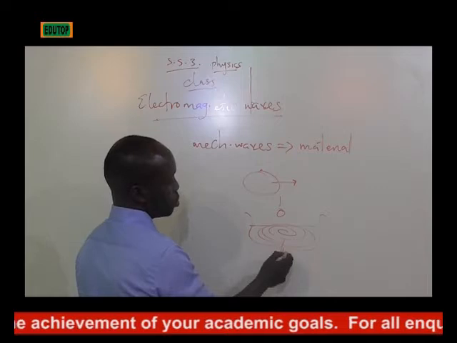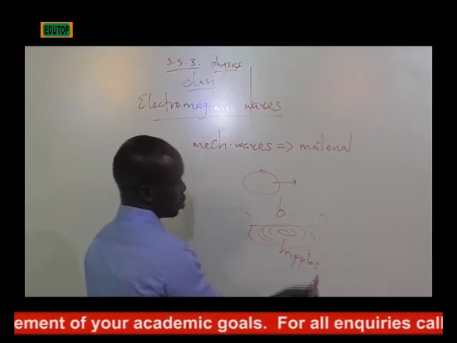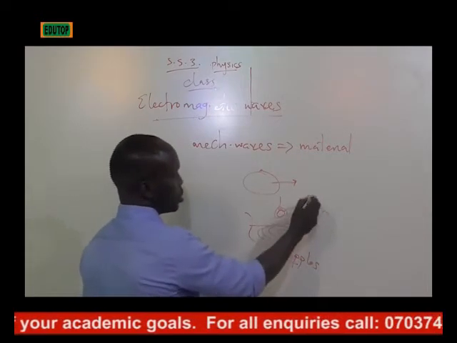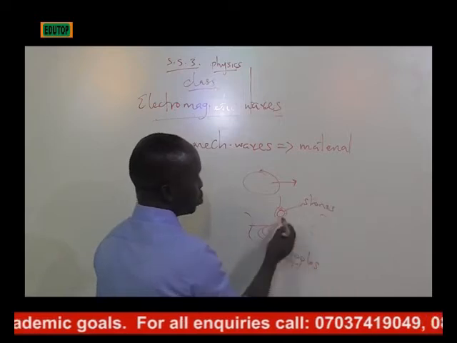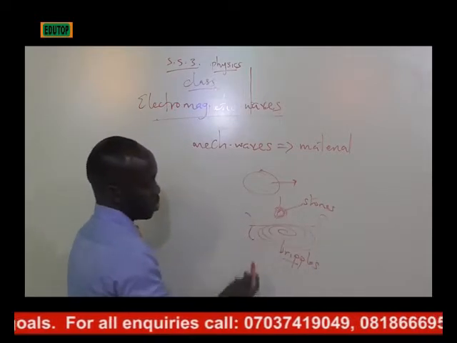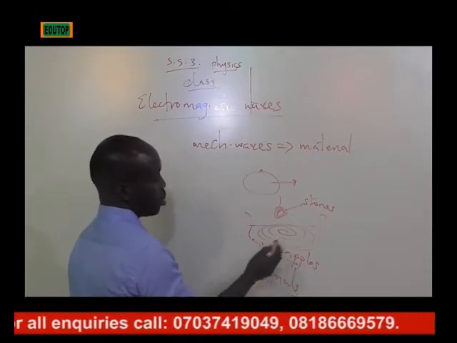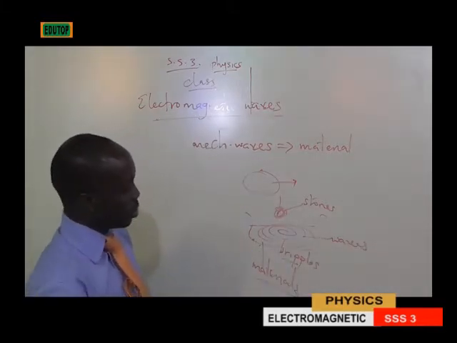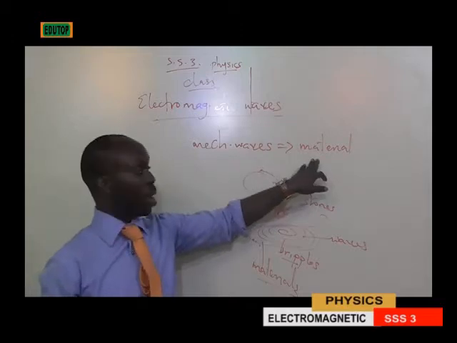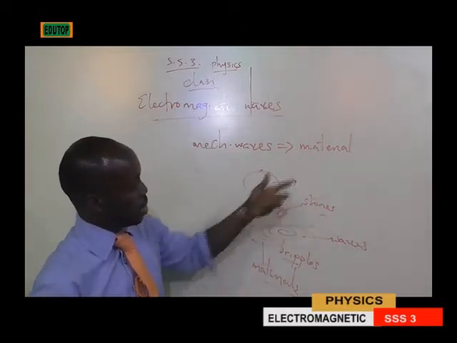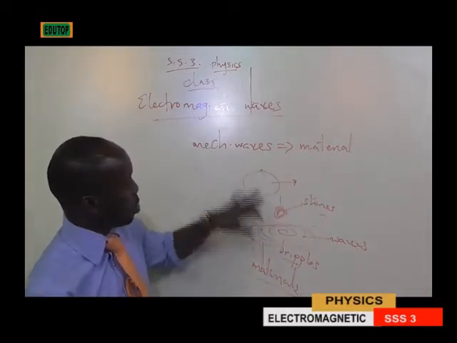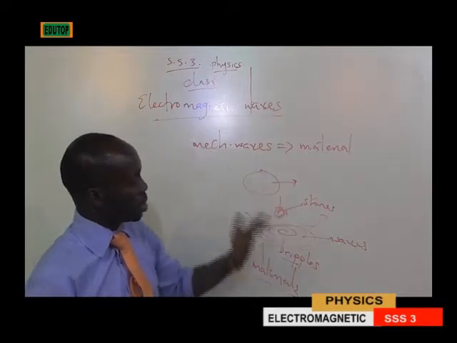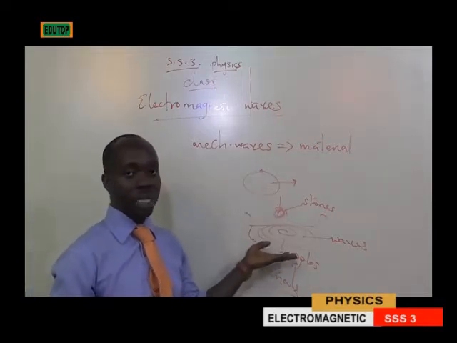What brought about the ripples? If I were to ask you, what brought these ripples? Definitely this stone. Meaning that this stone and the water itself are the two major materials that brought about this wave to be experienced. So definitely, this wave is a type of mechanical wave. Why? Because they require materials for their wave properties to be transferred.